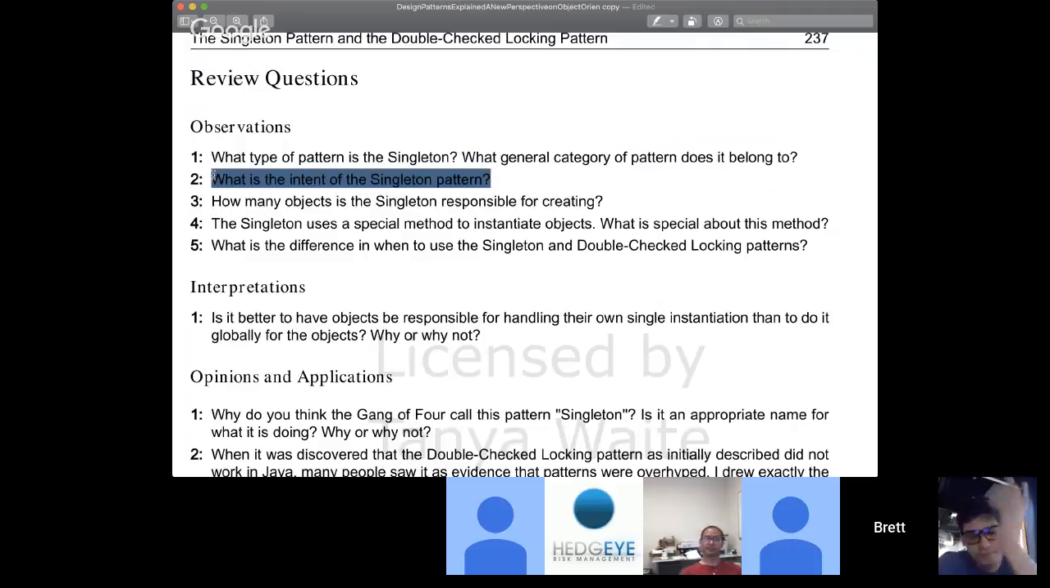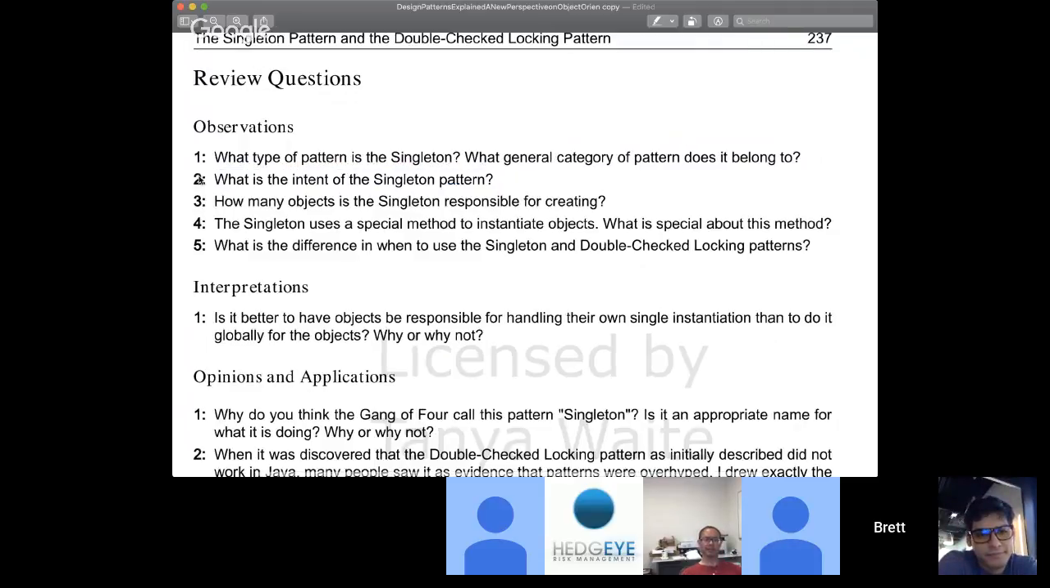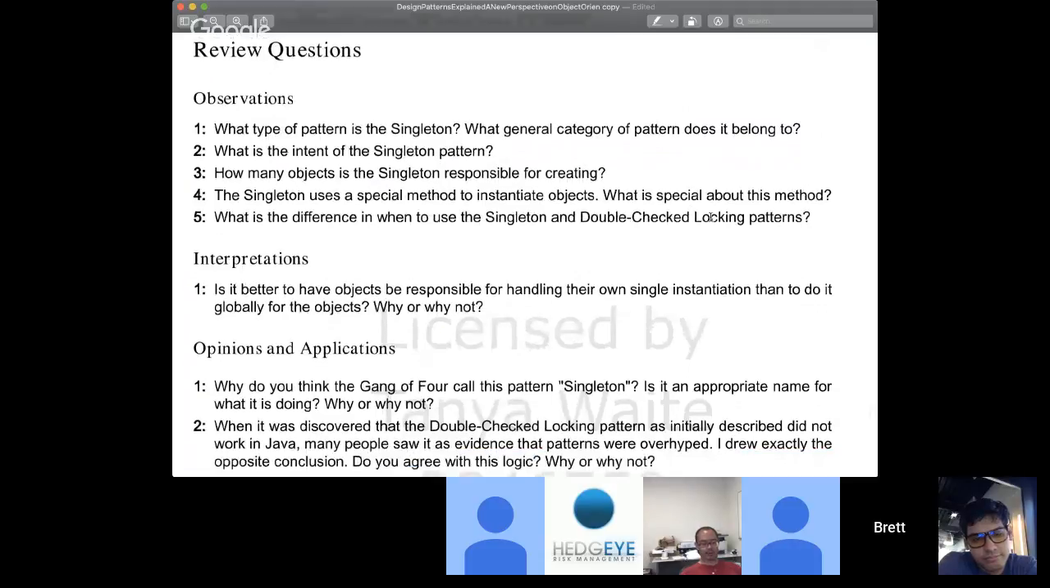Factory. What is the intent of the singleton pattern? It's basically to make sure that it's only instantiated once. How many objects is the singleton responsible for creating? One. One, yeah. Is that a trick question? The singleton uses a special method to instantiate objects. What is special about this method? Well, I guess the initializer would typically be private. Not that it makes it special. The special method is the factory method, which by convention is like instance or get instance. It's the only way. You can't use the constructor. You have to use it.